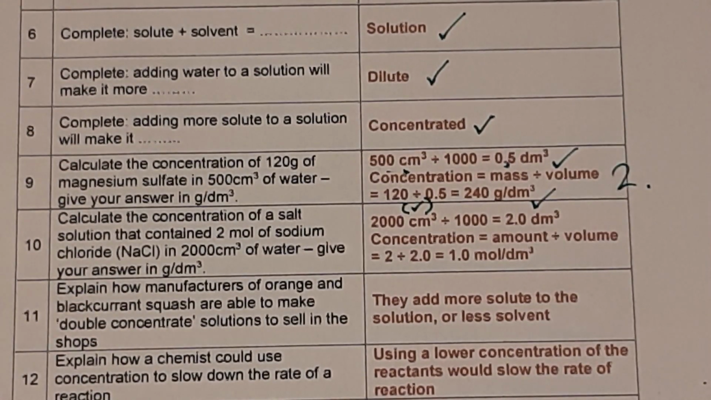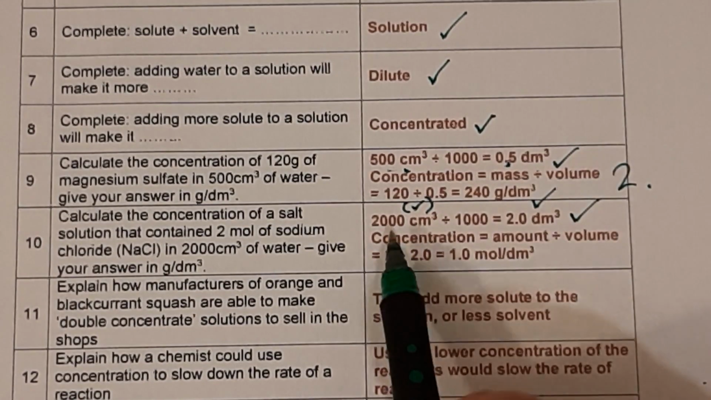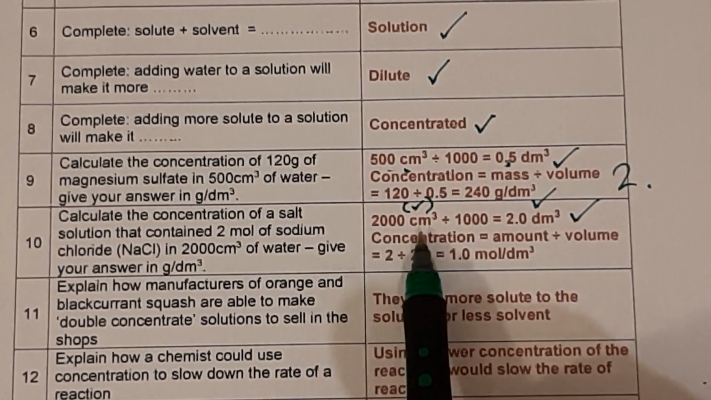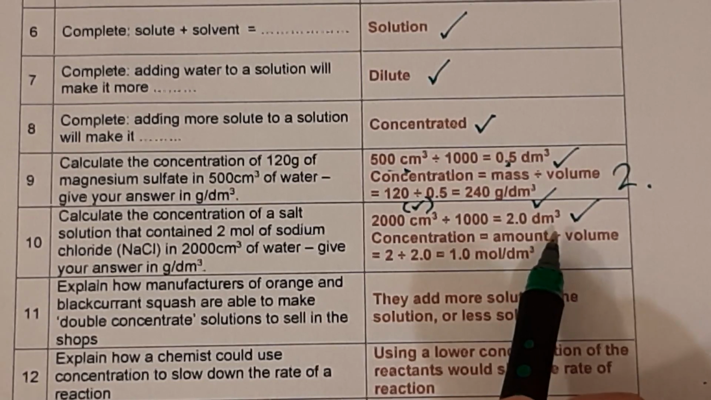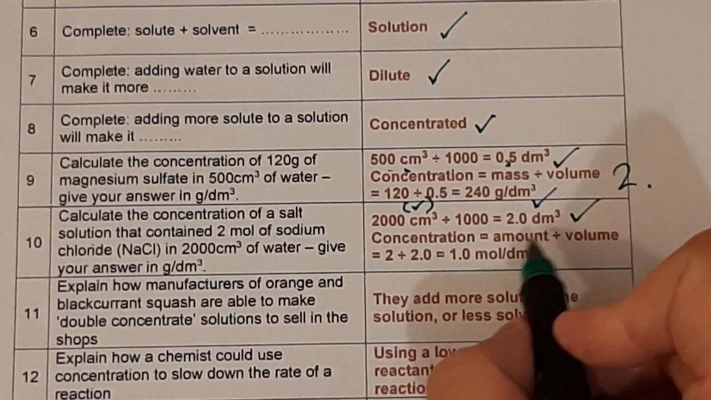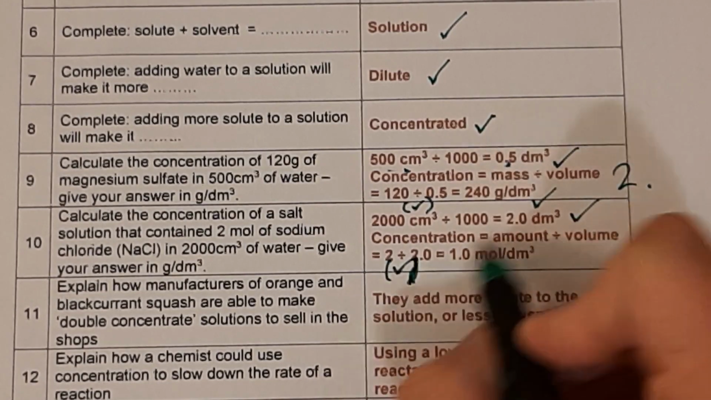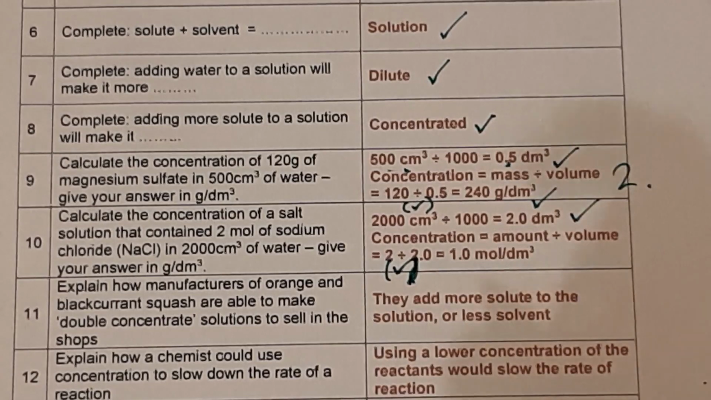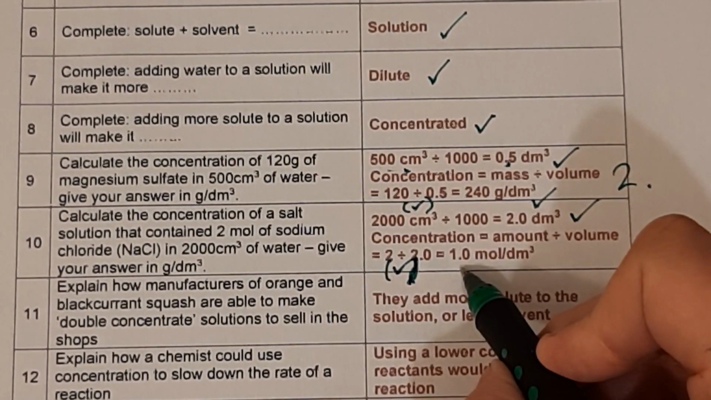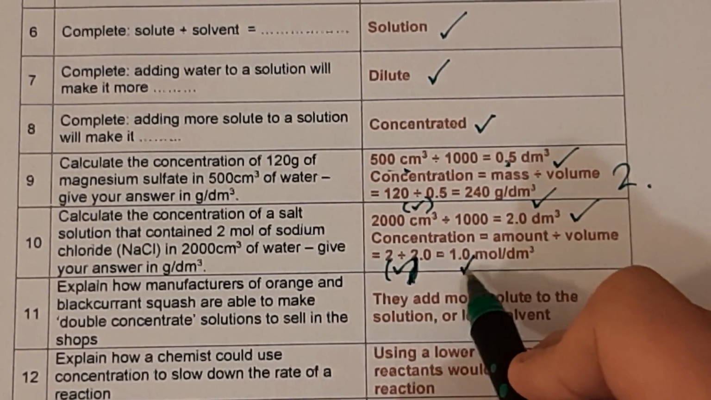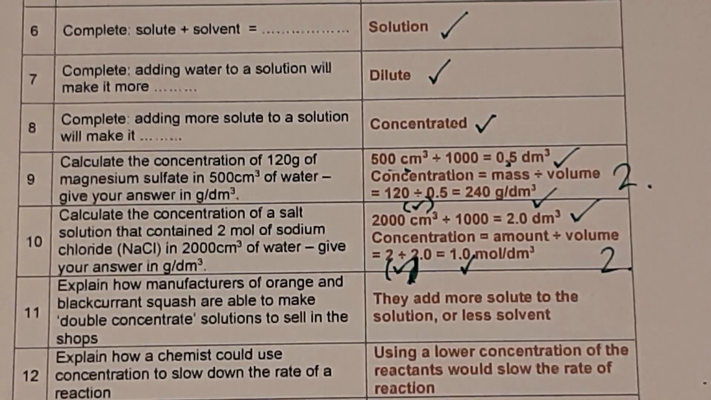Question 10. Calculate the concentration of a salt solution that contained 2 mole of sodium chloride in 2,000 centimetres cubed of water. Give your answer in moles per decimetre cubed. So again, the first mark is for the conversion from centimetres cubed to decimetres cubed. So 2,000 divided by 1,000 gives you 2 decimetres cubed. Again, if you didn't do that first calculation, but you did do 2 divided by 2, you can have that mark instead. 1 mark so far. And then your answer would be 1 mole per decimetre cubed, so we'll mark for the 1. So that's out of 2 as well.